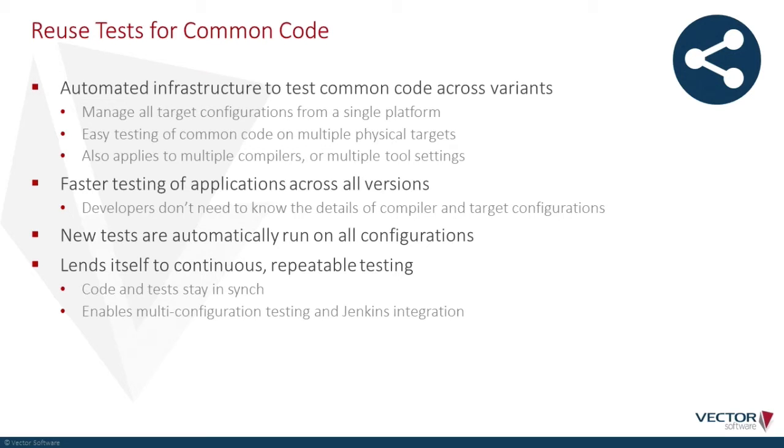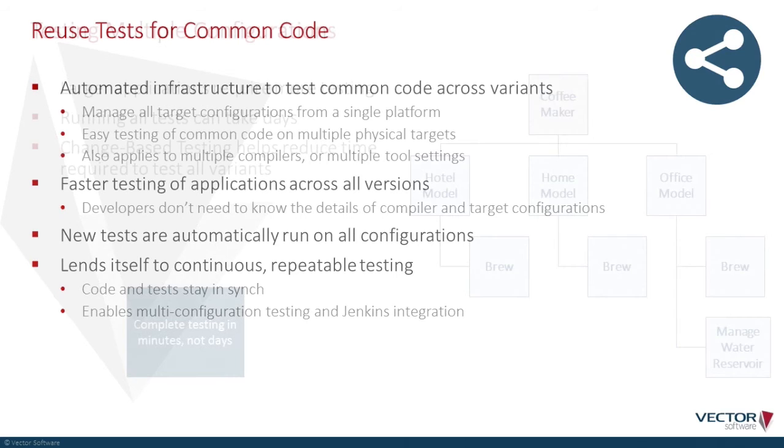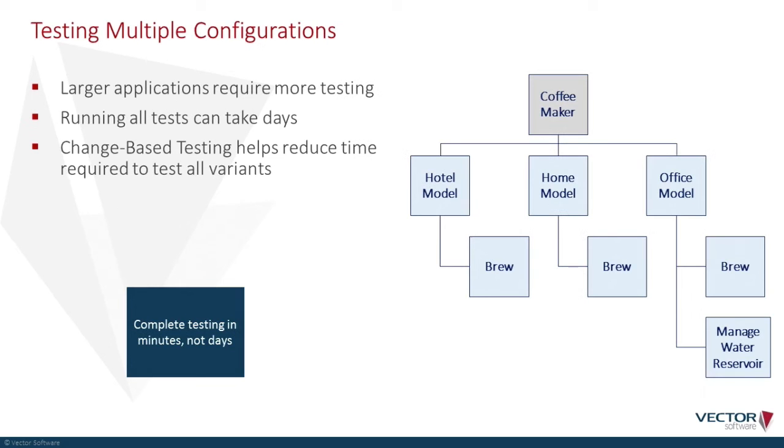So this all really lends itself to continuous repeatable testing where your code and your tests stay in sync and you're able to really manage this stuff on a regular basis. So I have a diagram on the right of the coffee maker and different models, and you know, they all brew, so that's your common code. But the office model probably has a bigger water reservoir, handles water differently than the others, so you may have some specific code around that. But when you add up the common code across all the variants plus all the variant code, you've got a very large application. And so that's going to require a lot of testing.